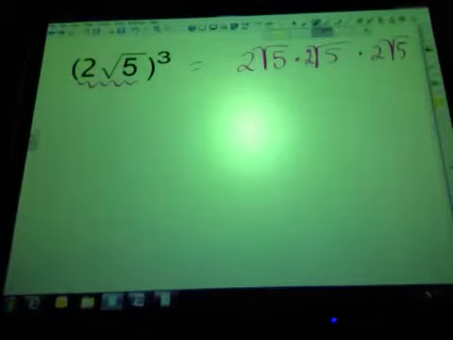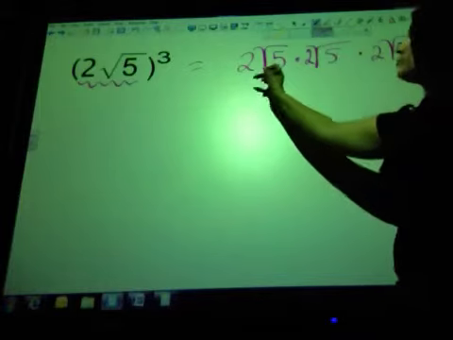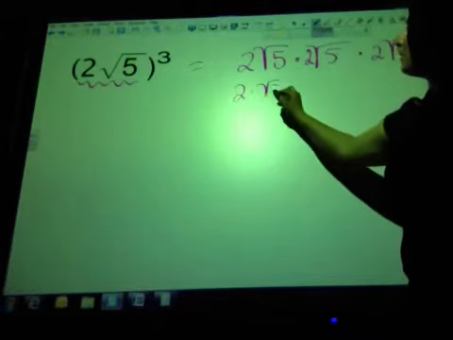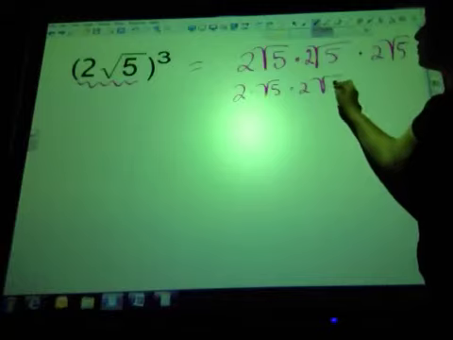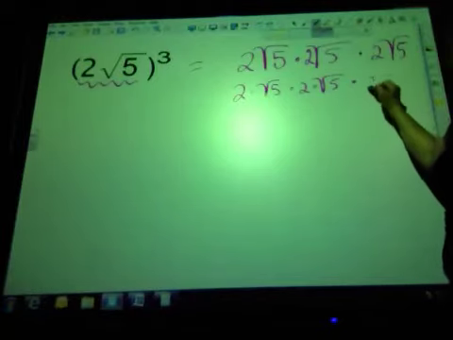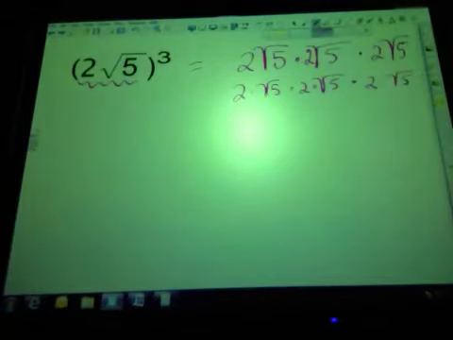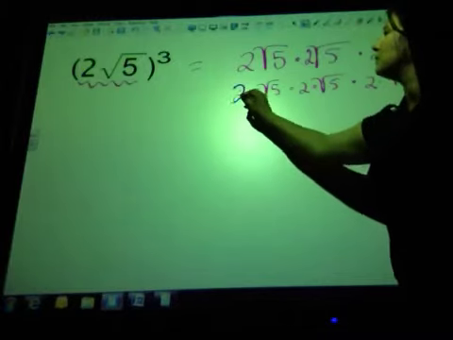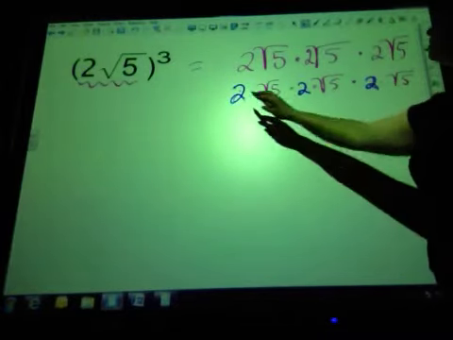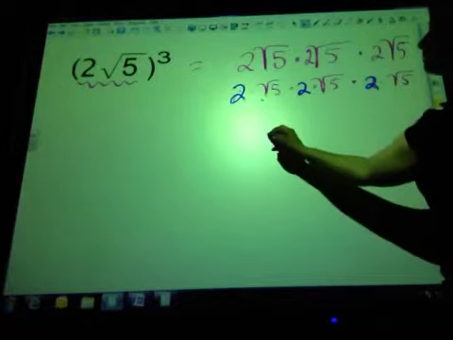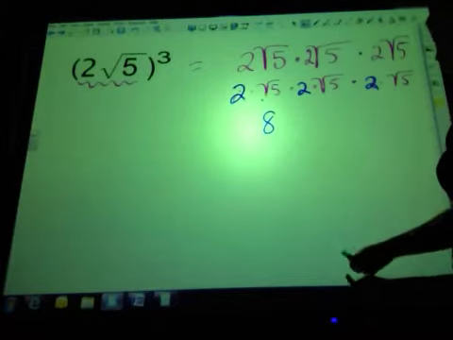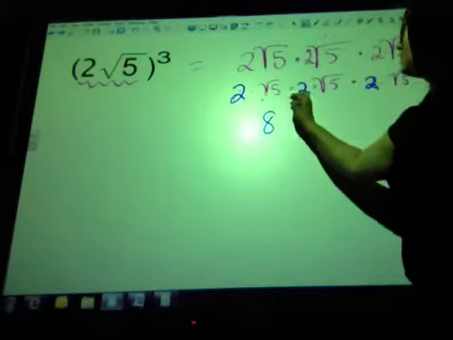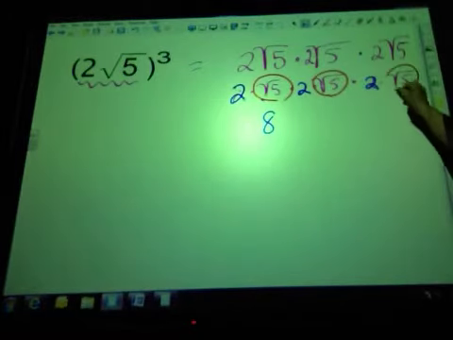Okay, we can do this. It's just like what we did a minute ago. When they're next to each other like this, if you want to go ahead and write it out with the dots in between there, that's okay. Then we put our ones that are not underneath square root signs. We go ahead and put those together. So we're going to do 2 times 2 times 2. 2 times 2 is 4. 4 times 2 is 8. So now I have 3 sets of a square root of 5 that I still need to use.